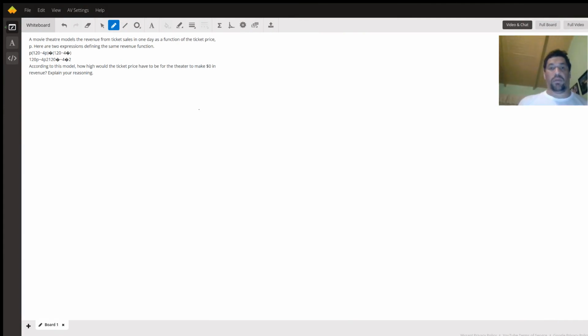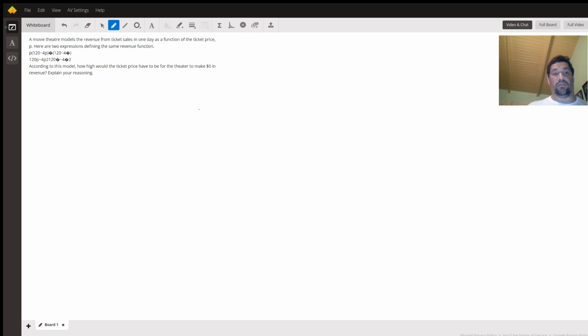Hello, I tried to answer this for you, and I couldn't understand what you have there in terms. There were a lot of symbols there and confusion there. But what I'm going to assume here is that a movie theater models the revenue from ticket sales in one day as a function of the ticket price P. Okay, so the P represents ticket price.